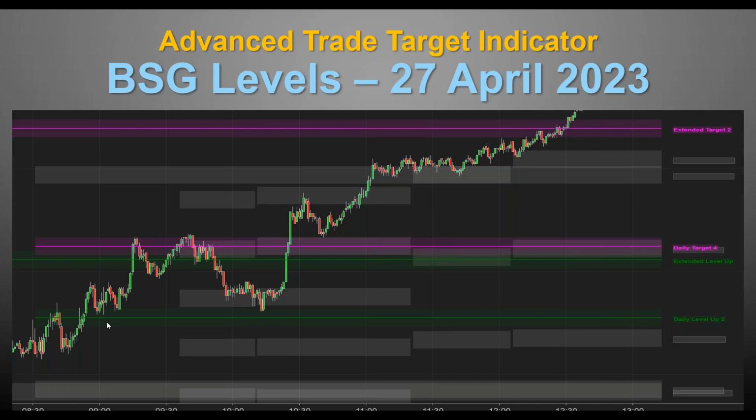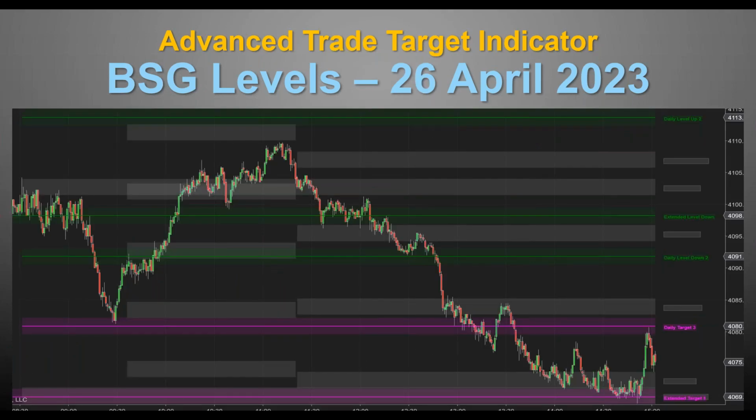Again, the market entered somewhere, touched the target a second time. That means the more it touches, the more chances are it's going to break through. You can see again, 26th of April, the market started, went to the target, pulled back, went to the target multiple times, broke through, and went to the next target.